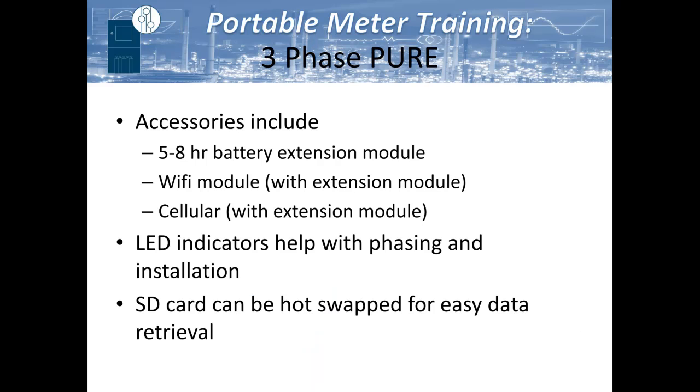This one does have some accessories. There is a battery extension module, and the extension module is what gives it the ability to have a Wi-Fi module or an Ethernet port. The Wi-Fi module is just a standard USB plug-in module. You can also use cellular for the same hub. So it's whichever one you want to use.